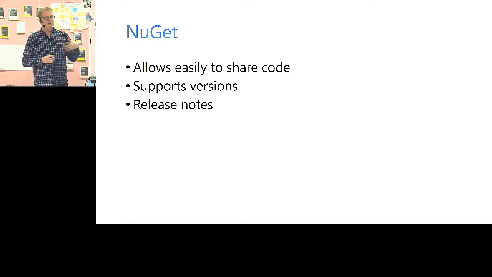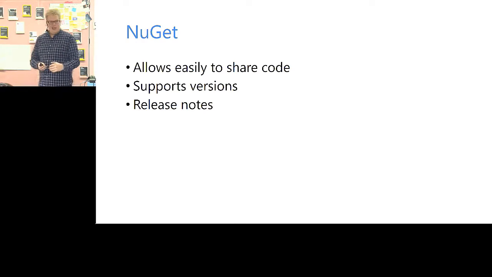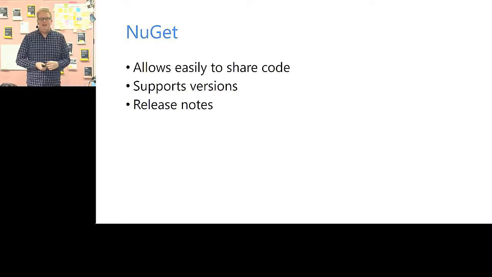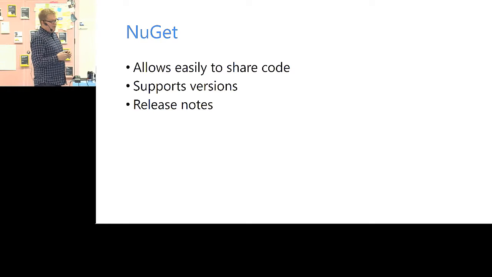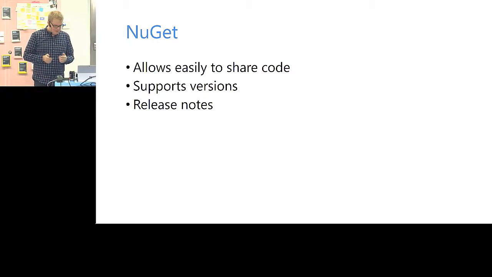So versioning, another thing, release notes. When I release a new version of my package, I can tell everybody, hey, I just added these new awesome features. Then everybody's like, oh, nice. I was just looking for that feature. Now I can update my NuGet package and I get that feature. So it gives all of that power straight from the NuGet itself.